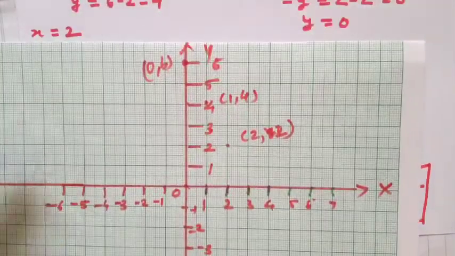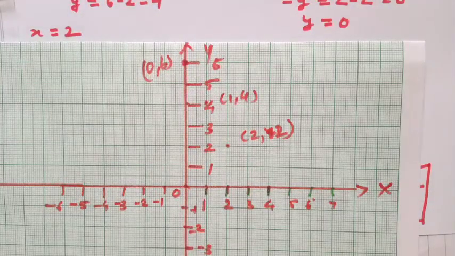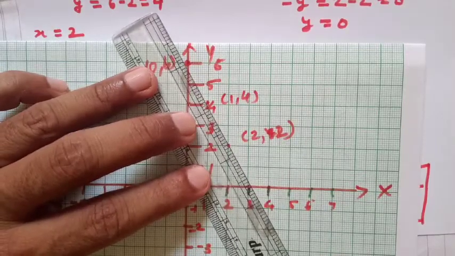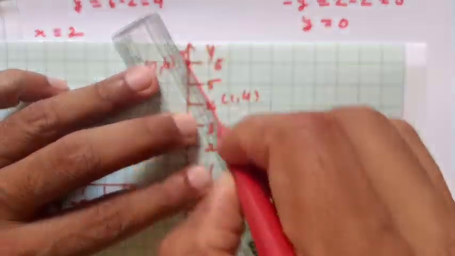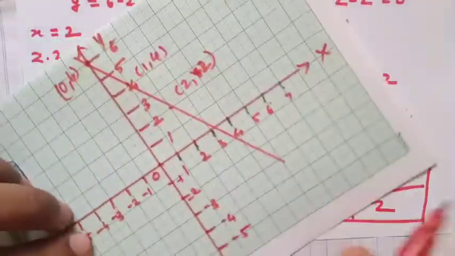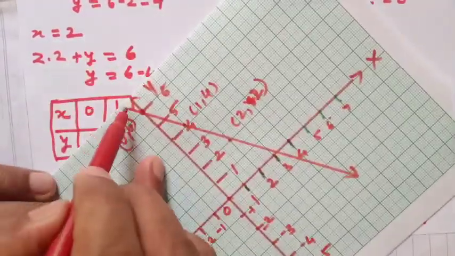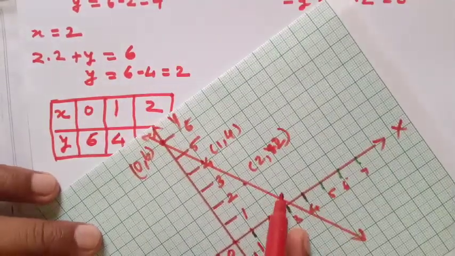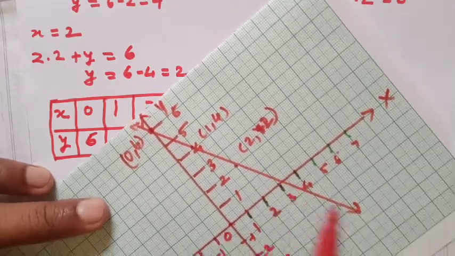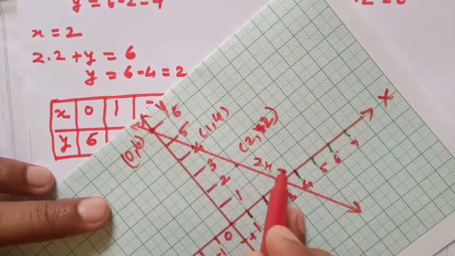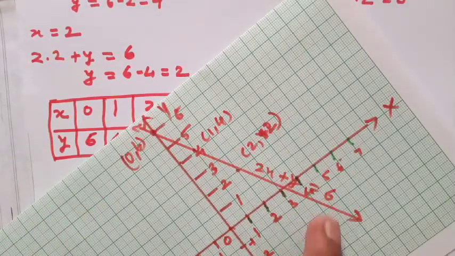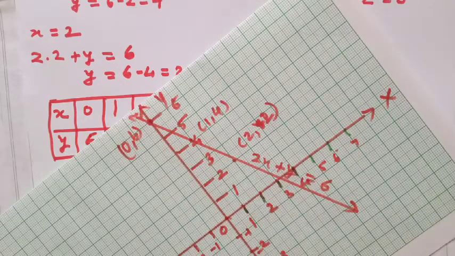Now it is time to draw the graph. It means join all the coordinates or all the points. Now we got 3 coordinates here, so join them. This is the graph. It will be extended on both sides. And you should write the linear equation on it, 2x plus y is equal to 6, so that we can understand this is the graph of the linear equation 2x plus y is equal to 6.